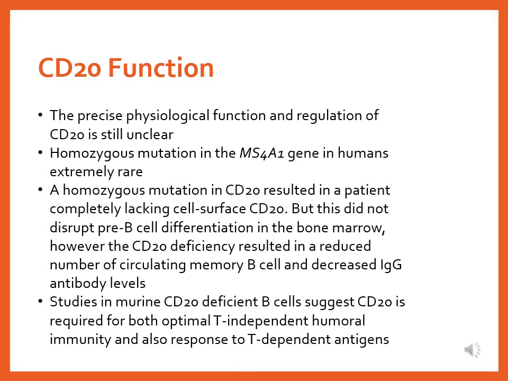It was found that lacking CD20 did not disrupt the differentiation of pre-B cells in the bone marrow. However, this CD20 deficiency resulted in a reduced level of circulating memory B cells and decreased levels of IgG antibodies. Studies in murine CD20 deficient B cells suggest that CD20 is required for optimal T-independent humoral immunity and response to T-dependent antigens.